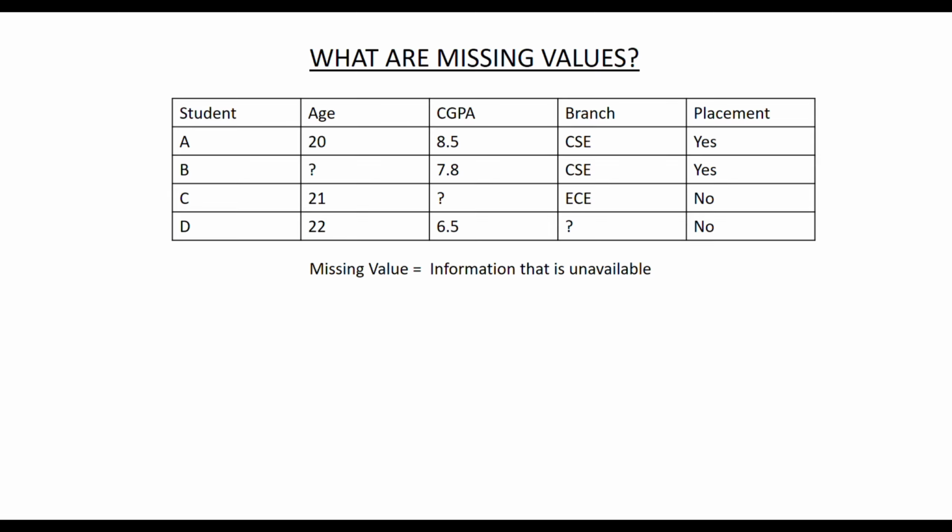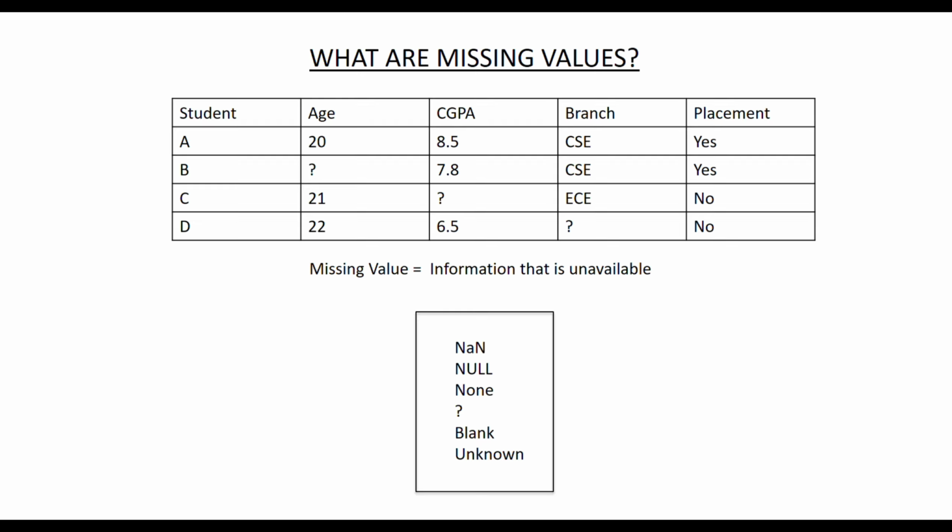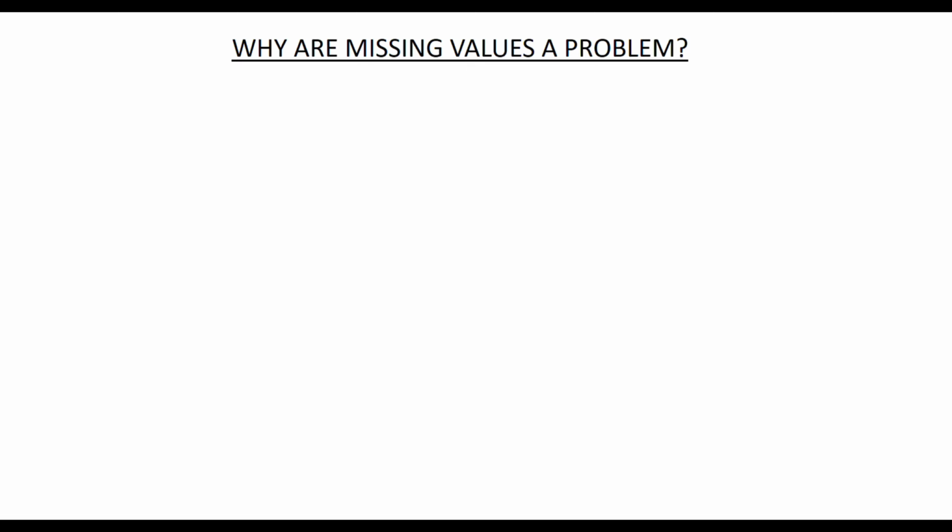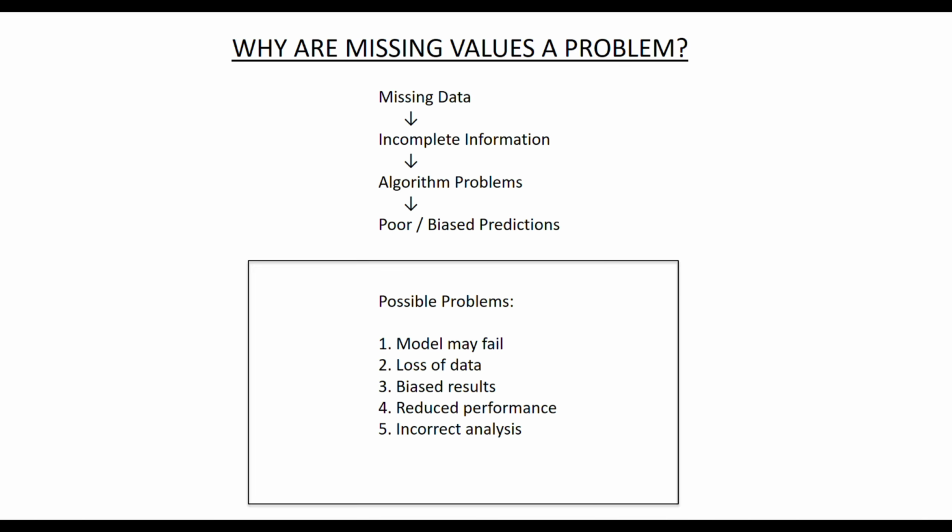Depending on the data sheet, missing values can be represented in different ways. You might see NaN, null, none, a question mark, an empty cell, or even a word like unknown. Although these representations look different, they all indicate one important thing. We don't have the actual value for that particular observation. And before giving this data to a machine learning model, we need to decide what to do with these missing values.